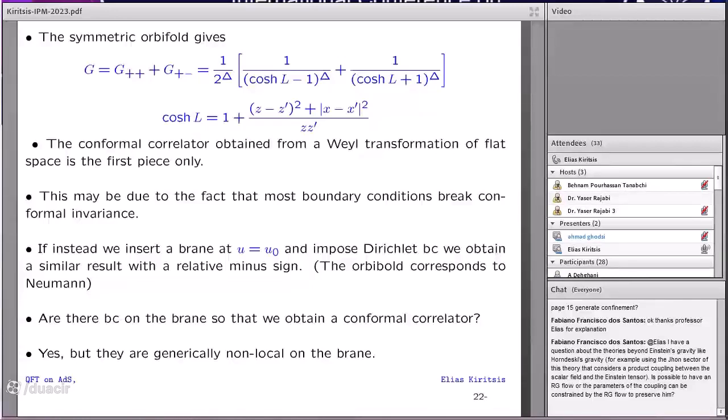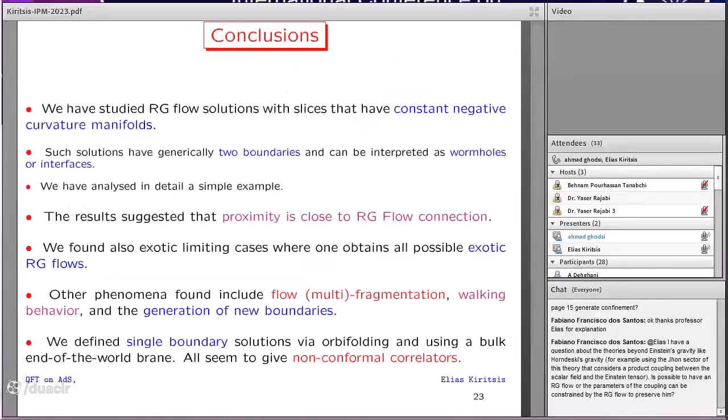If, on the other hand, you wanted to insert a brane at U equal U0 and impose Dirichlet boundary conditions, you would obtain the same result, but then you will get a minus sign here. And in fact, this would correspond to Neumann boundary condition. Now, you can ask the question, are there other boundary conditions that you can put on the brane in order to get the conformal result? The answer is yes, but this will be generically non-local on the brane, and I don't know if this is a relevant option or not. So this remains for the moment.